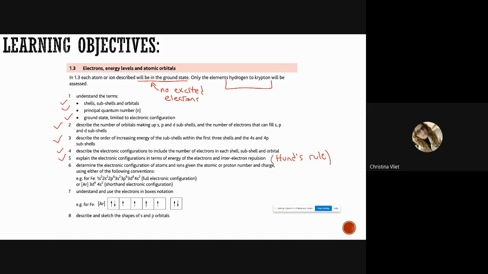Determine the electron configuration of atoms and ions, given the atomic or proton number in the chart, using either the full electron configuration, which they give you an example of here for iron, or the shorthand, which is using the nearest noble gas. If you recall this, you should put a check mark. If you have no clue, you're like, that's not a thing I know how to do. I didn't know that the first time we went over it, or I never even went over it.